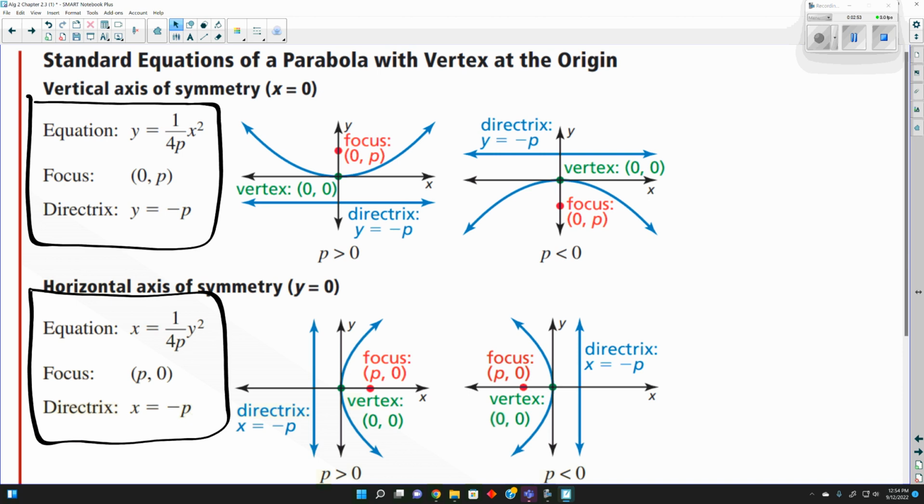Any questions on this so far? So really with any of these here, to find the directrix or focus, we really need what? The value of p. Because if I can find the value of p, we can plug it in and have this information, or vice versa. And really the place where p is at is in the 1 over 4p. That's where it's located.